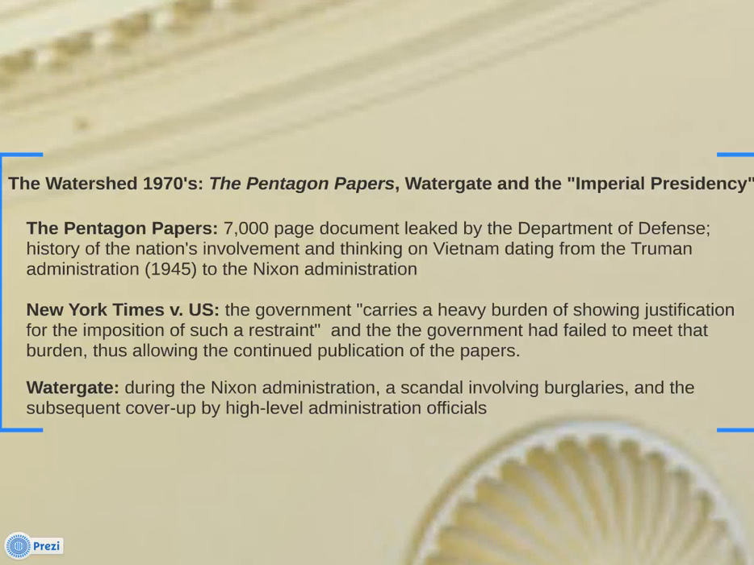The published work revealed miscalculations by policymakers in presidential administrations from Truman's to Nixon's, as well as arrogance and deception on the part of policymakers, cabinet members, and presidents. Specifically, the Pentagon Papers revealed that the federal government had repeatedly lied about or misrepresented the fact of increasing U.S. military involvement in Southeast Asia.